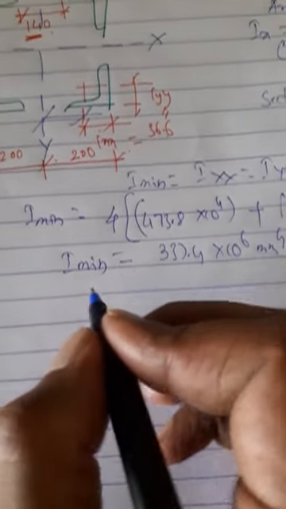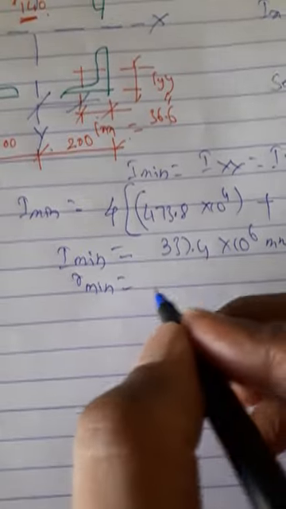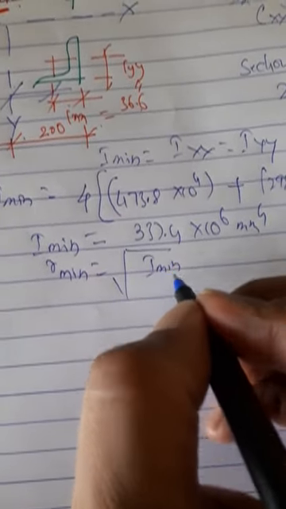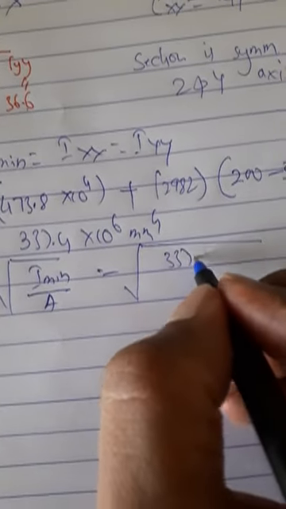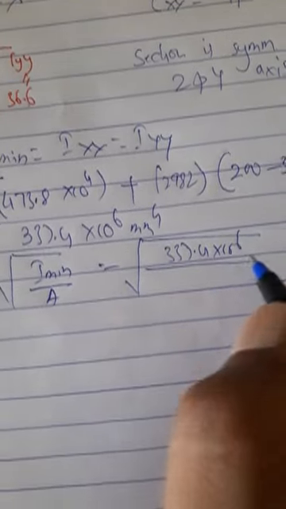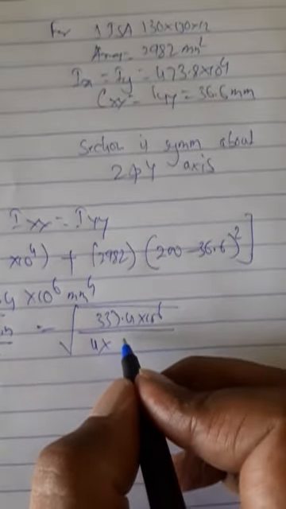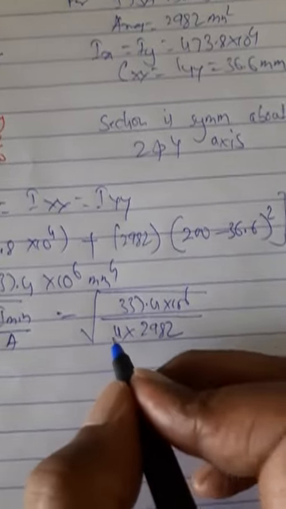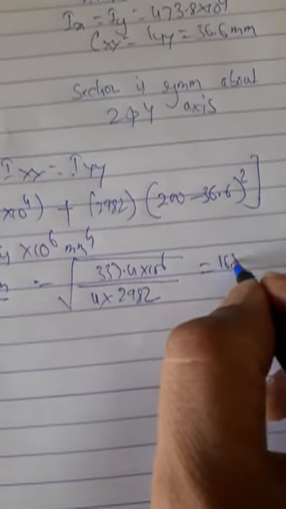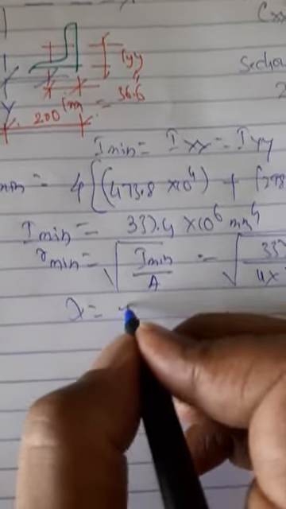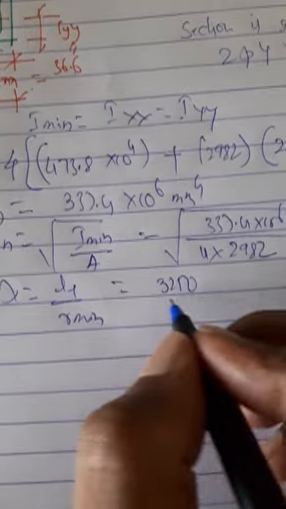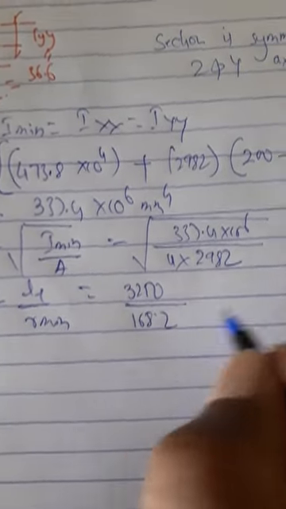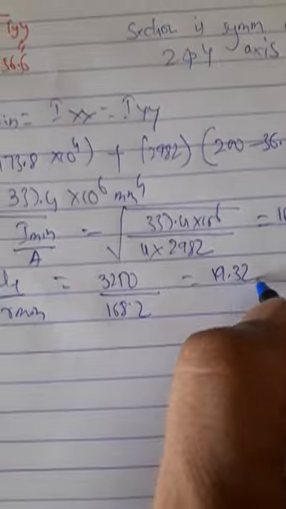Now calculate r minimum, the radius of gyration, that is nothing but under root I minimum by A. So under root 337.4 into 10 raised to 6, area 4 into 2982. So you get 168.2. Now calculate slenderness ratio. Lambda is equal to Le by r min. So Le is 3250, r min I have calculated 168.2. So you get the value 19.32.